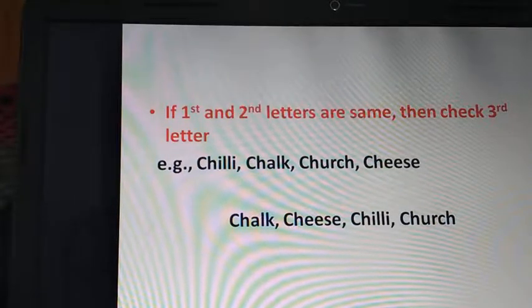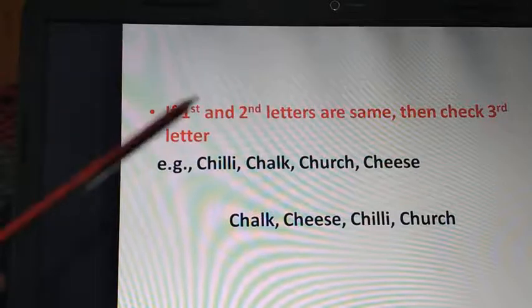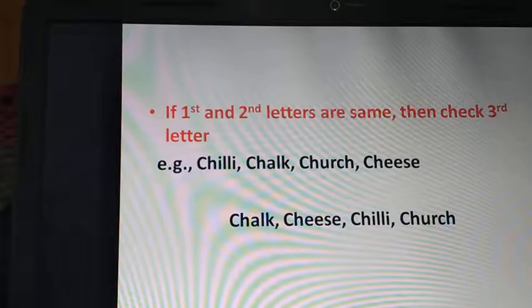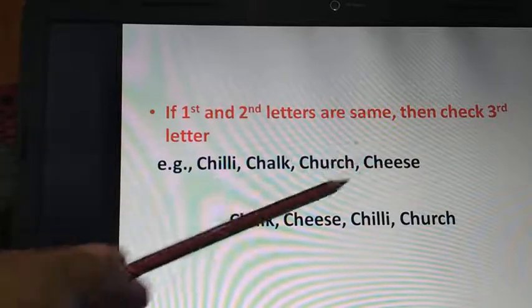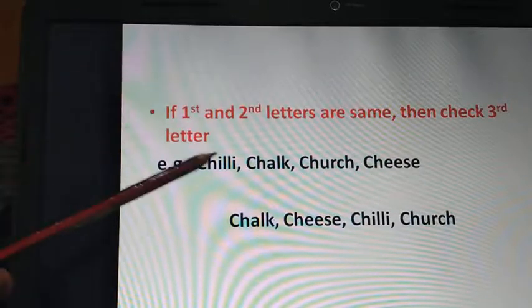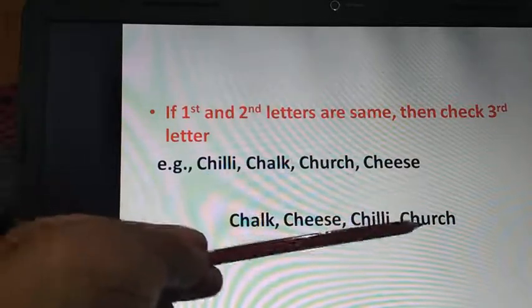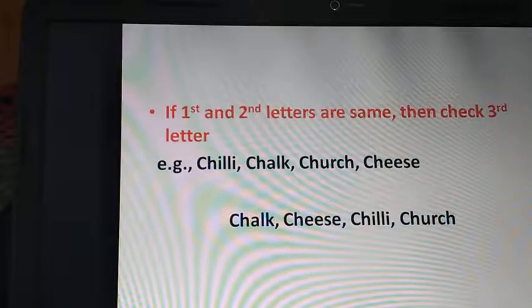Among these, which letter will occupy the first position in alphabetical order? It is A. Therefore, chalk will occupy the first position. After A will come E. Therefore, cheese at the second position. Then I. Therefore, chili at the third position. Then U at the final position. Therefore, church at the final position.